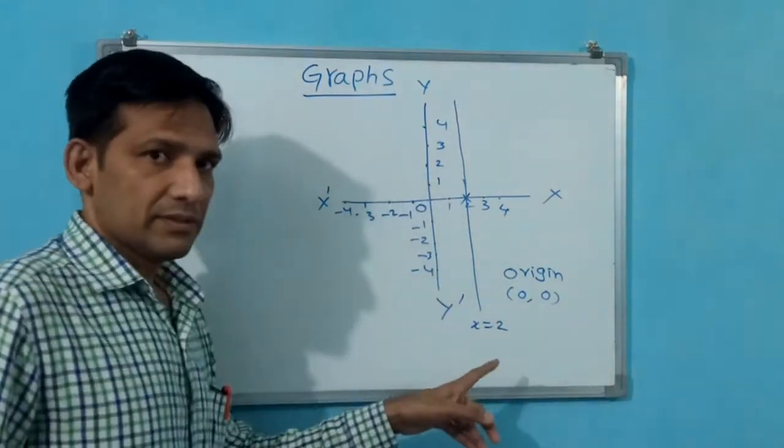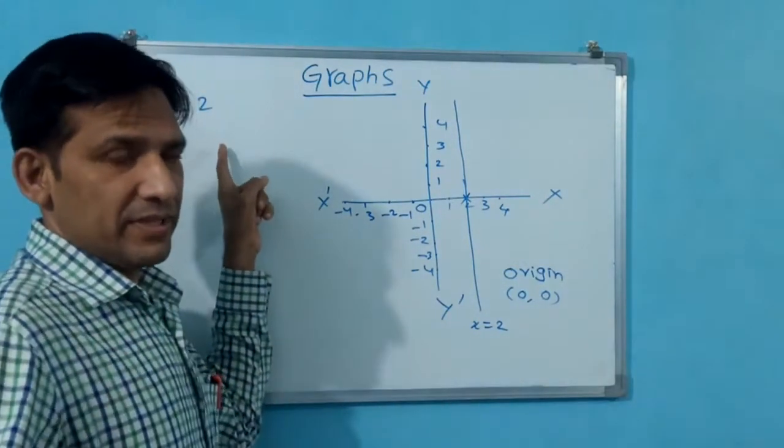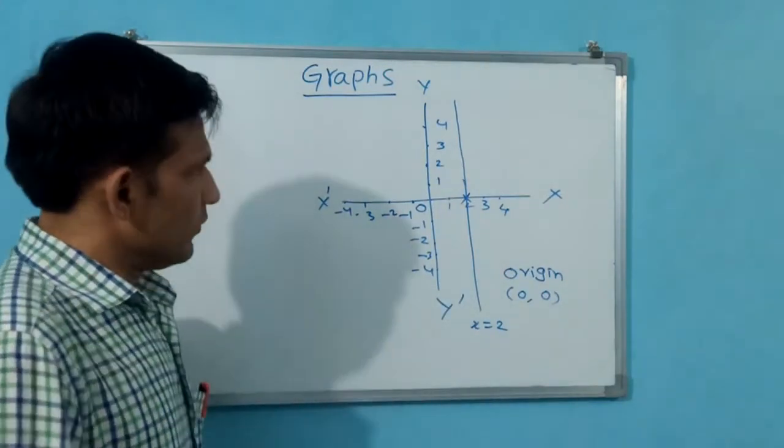Because this is an equation. How has it become an equation? Because an equal to sign is there. I have told this in the fundamentals or basics.